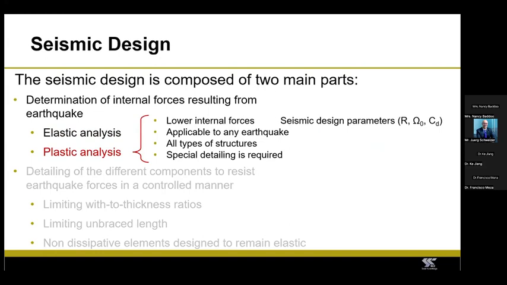Now, when design is based on a plastic analysis, the earthquake is assumed to be resisted through the inelastic deformation of specific structural elements. Because of this, the internal forces in the structure are assumed to be lower than those that you would get from an elastic analysis. Because we're assuming that the structure will deform inelastically, in order to prevent unwanted failure mechanisms and ensure a ductile behavior, the different structural elements have to be detailed so they can behave as intended.